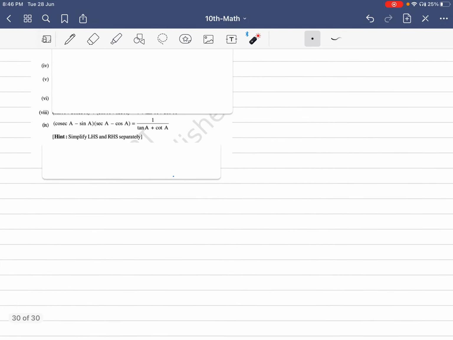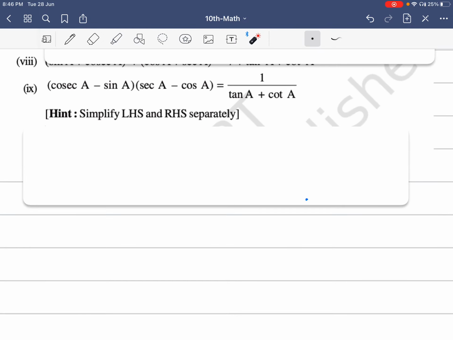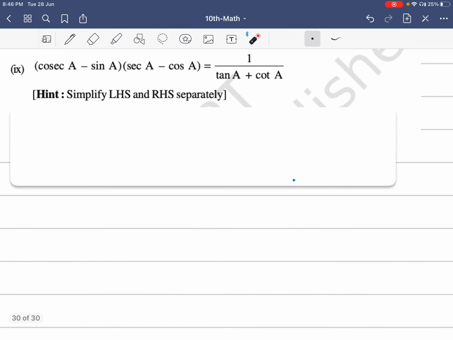Let's zoom in here so that we get an idea what our problem number 9 is. So let's read the problem. Problem number 9 says (cosec A minus sin A) into (sec A minus cos A) is equal to 1 upon (tan A plus cot A).